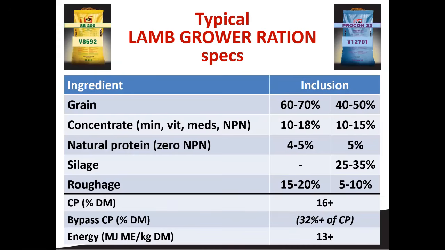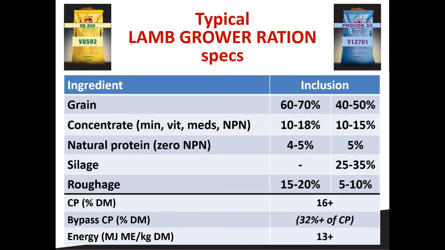There's 2 options there. You've got a ration with silage, a ration without silage. Nonetheless, you've got a high grain component, about 60-70%. The concentrate usually consists of about 10 to 20%. And your natural protein source also there, very important, 4 to 5%. Roughage, anywhere from 15 to 20%. So at the end of the day, we sit with a protein of about 16% on dry matter base for the respective total mixed rations.